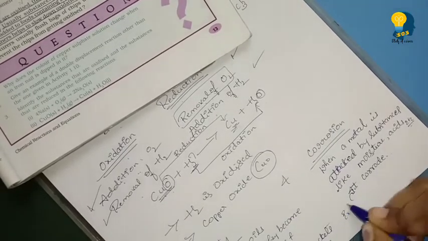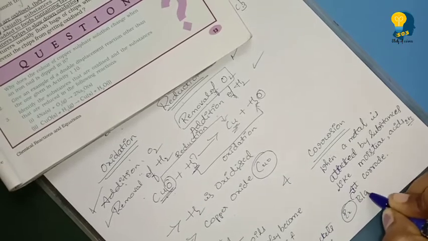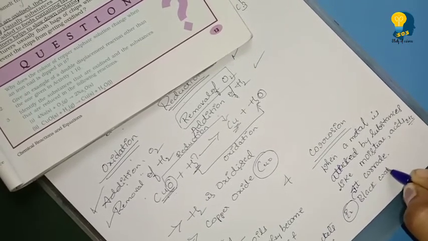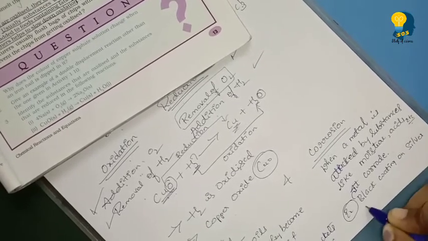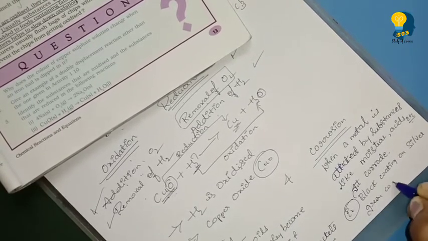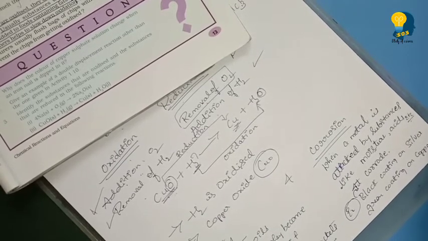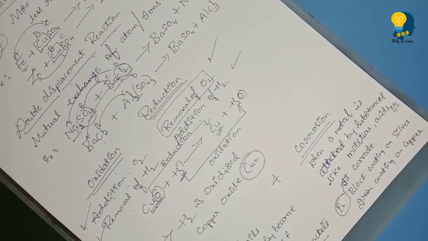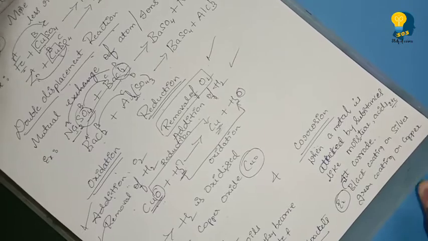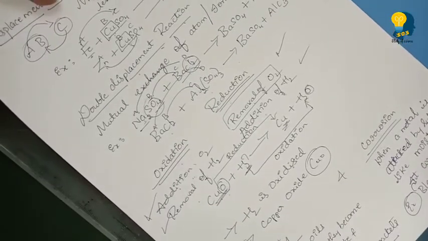Example: black coating on silver. You can also see green coating on copper vessels. Okay, so this is for your SSLC supplementary examination from the lesson Chemical Reactions and Equations.